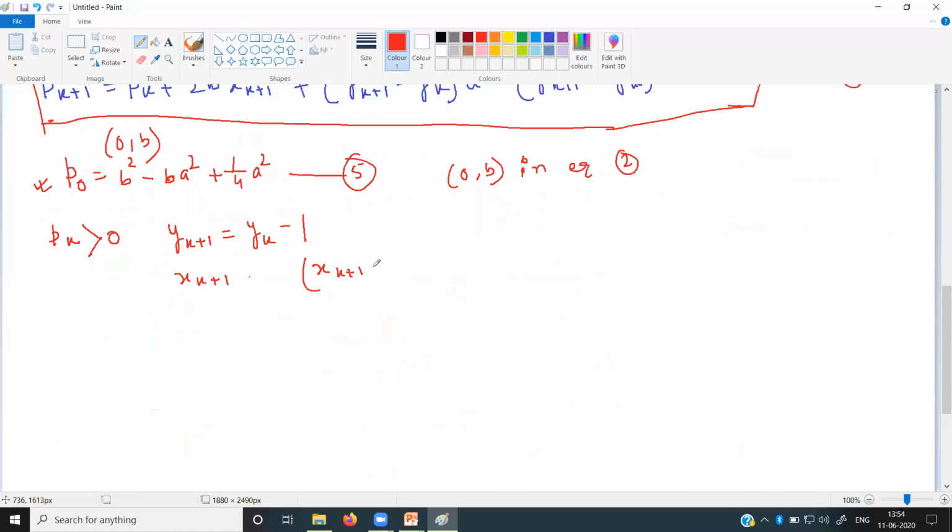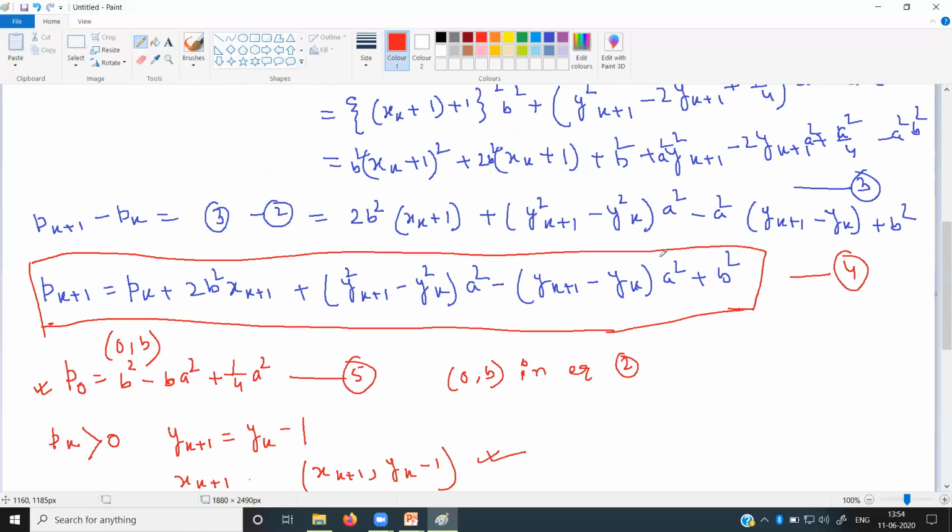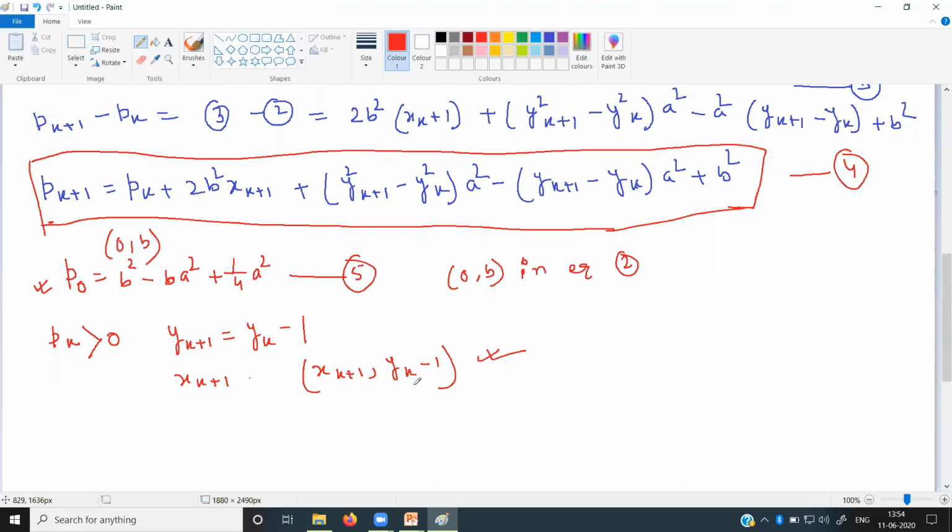We have to eliminate x of k plus 1 and y of k minus 1. This point I have to eliminate. Clear? Now if you put this point in equation 4, what will you get?